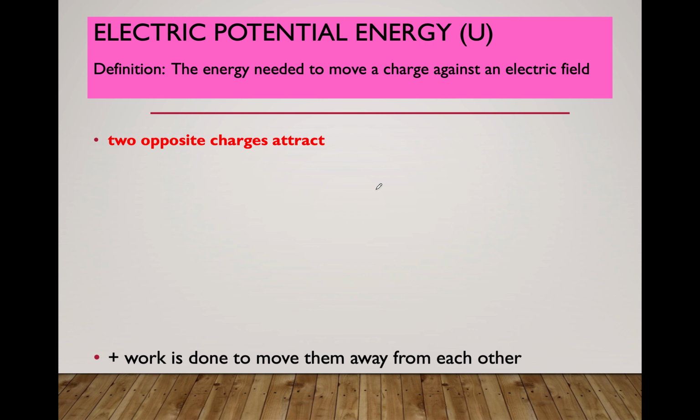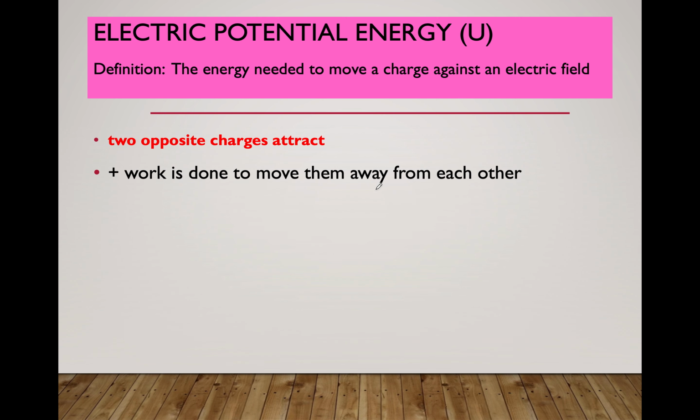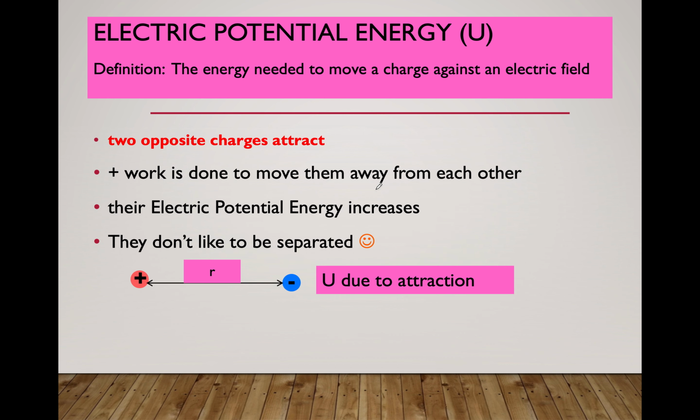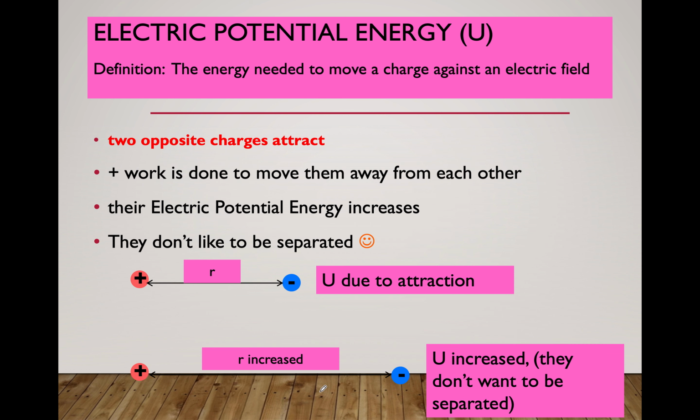So, to put this into writing, even though we know that two opposites attract, we have to do work to move them away from each other, increasing their potential energy because they don't like to be separated. So these two, proton and electron, they want to be together. If I make them further apart, like this, that means they will have more energy because they don't want to be separated. They want to be together.